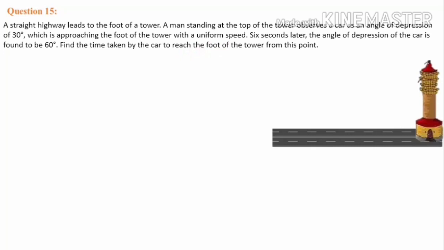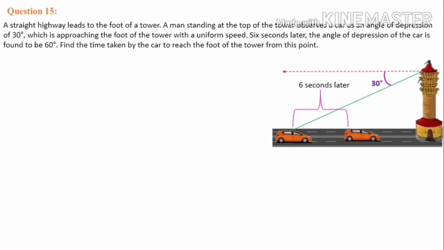Let's visualize the question. There is a straight highway which is leading towards the foot of the tower, and on top of the tower there is a man who is observing the car at an angle of depression of 30 degrees. 6 seconds later the car position changes from here to here, and the angle of depression also changes from 30 to 60 degrees. We are asked to calculate the time taken to travel from this point to the foot of the tower.